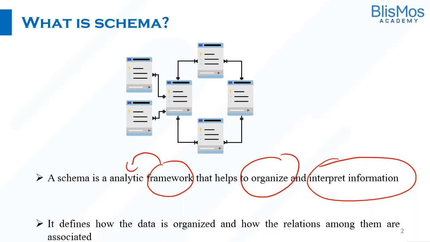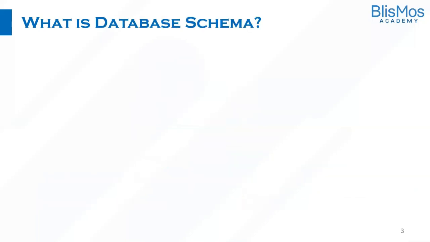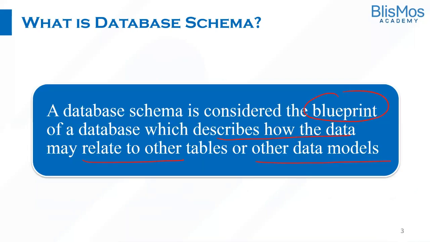But when we come back to the data, schema related to the data defines how the data is organized and how the relations among the different sets of data are associated. Let us understand the schema and data warehouse. Before we really get there, what is schema in database? Database schema is nothing but a blueprint of a database which describes how the data relate to each other in different tables or in different data models.